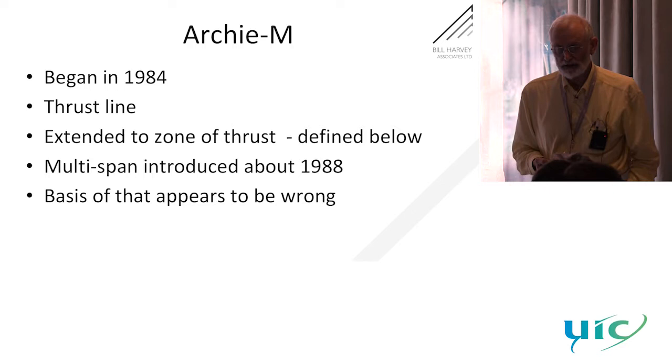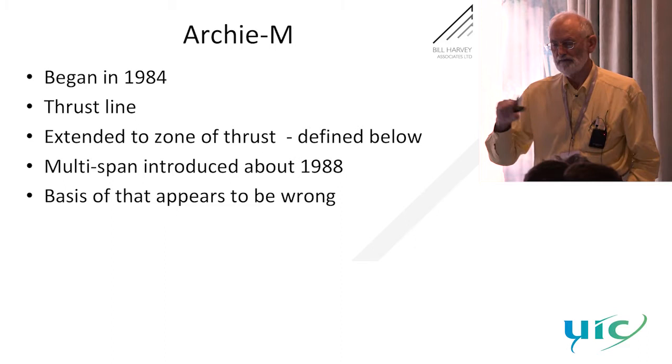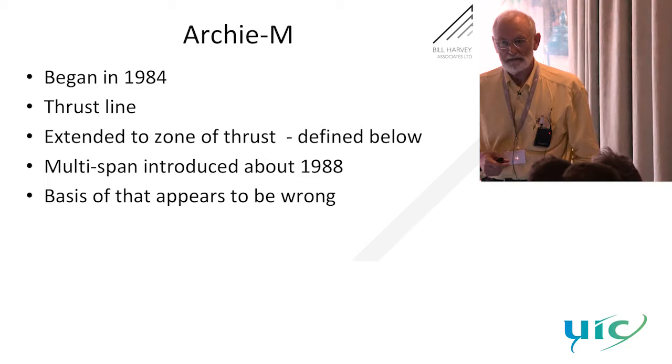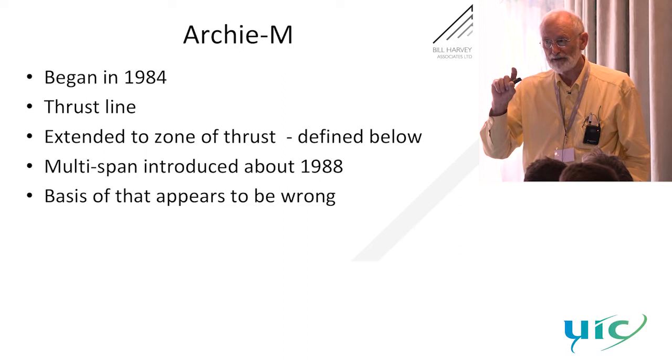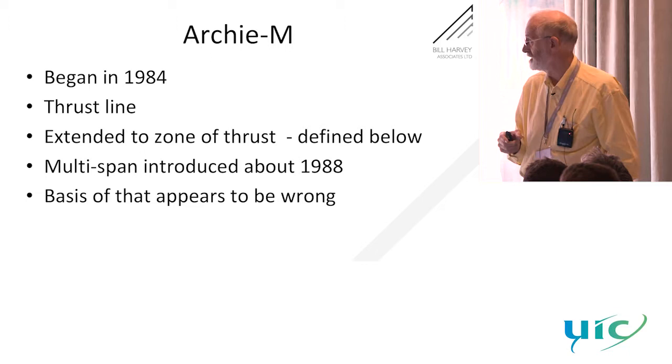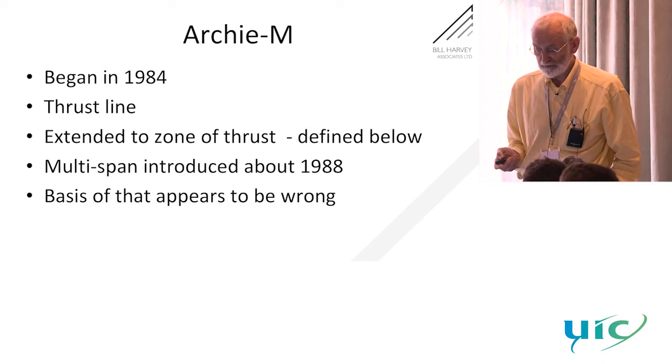And around that time, Jacques Heyman in Cambridge did the four hinge mechanism analysis and published it. And I said, well, we can do that much faster on a computer. And then computers developed quite fast and it became possible. We extended from the line of thrust to the zone of thrust to say, well, you really do need some material there to carry the thrust where it hits the edges. So effectively you use a slightly reduced ring thickness. And then the multi-span thing, which I said this morning how I'd got that wrong, came in sort of '88, '89.